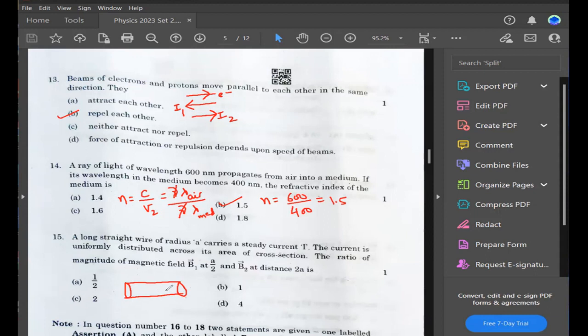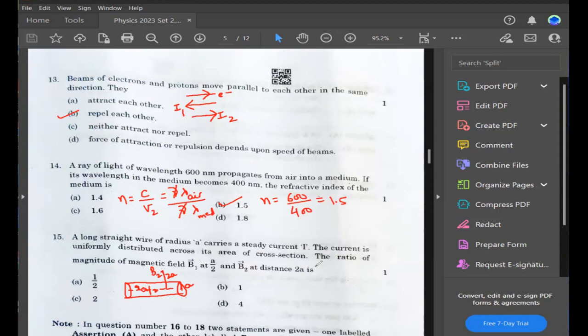Okay, this is a wire whose cross-sectional radius is A. Now B1 is the magnetic field at a distance A by 2. So let this distance be A by 2. At this point, the magnetic field is B1, and B2 is the magnetic field at a distance 2A. So 2A will be at this distance. This point will be outside the wire. Here the magnetic field is B2. Now you have to find out the ratio of B1 to B2.